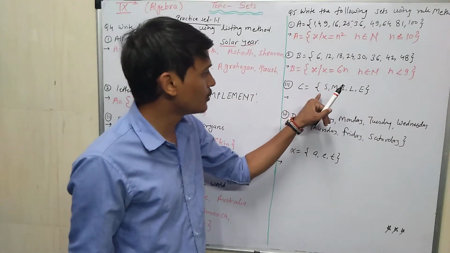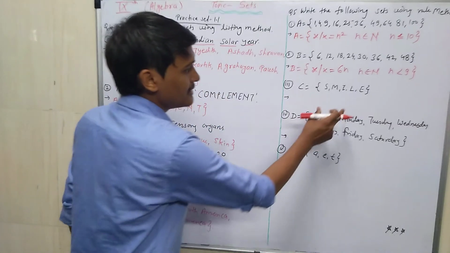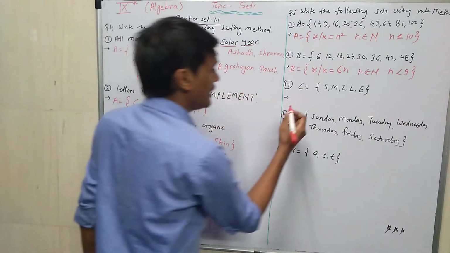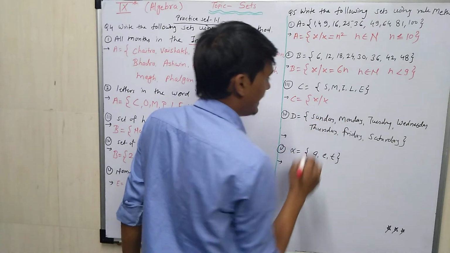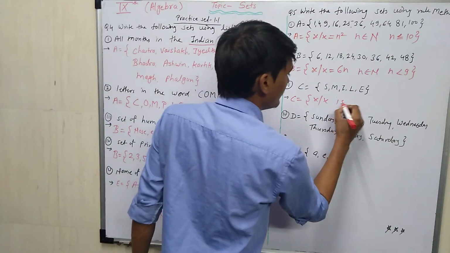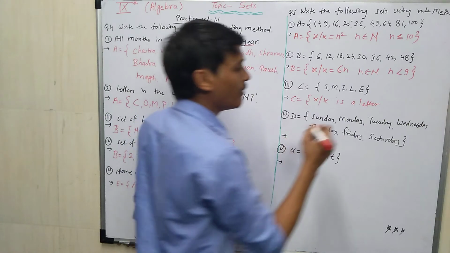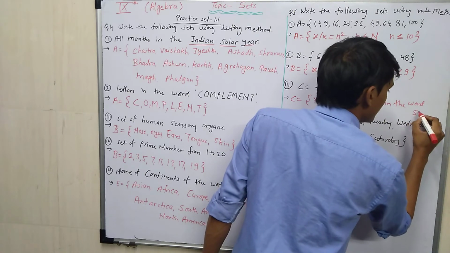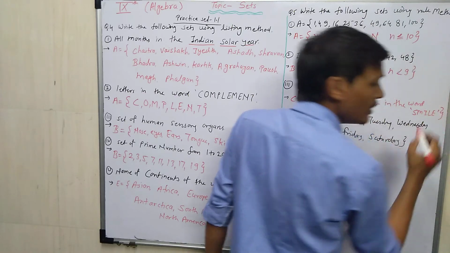Next is C is equal to {x, n, i, l, e}. This is a word, and we write down this form. How to write it down? Write here C is equal to the bracket, x such that x is a letter in the word smile, and the bracket will be closed.